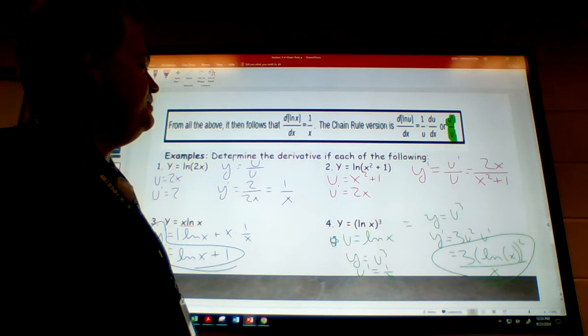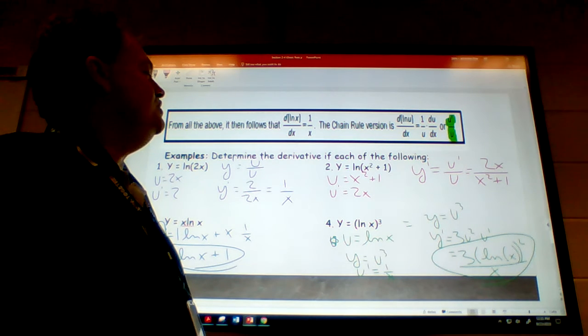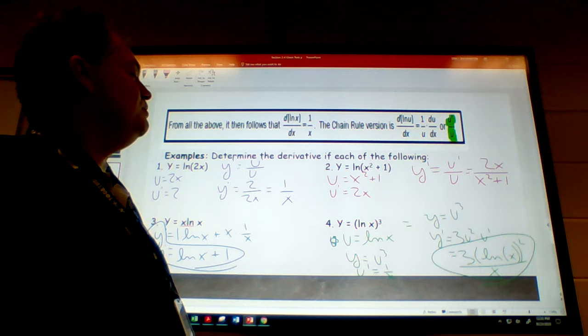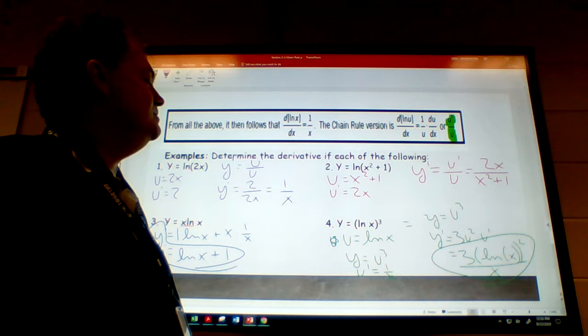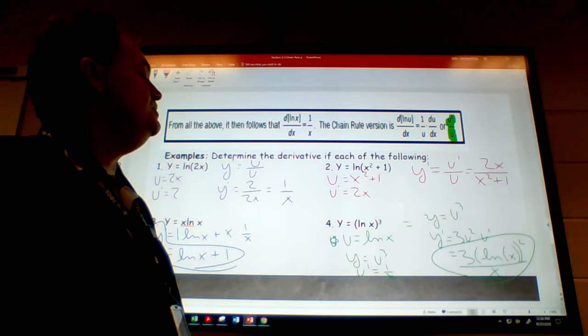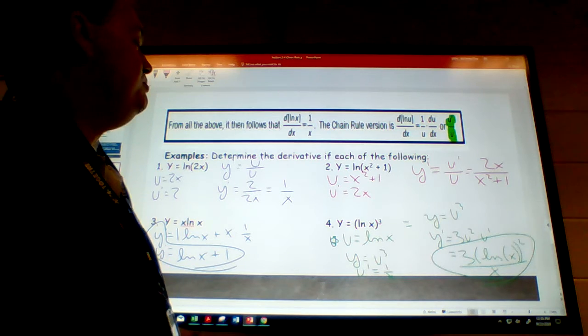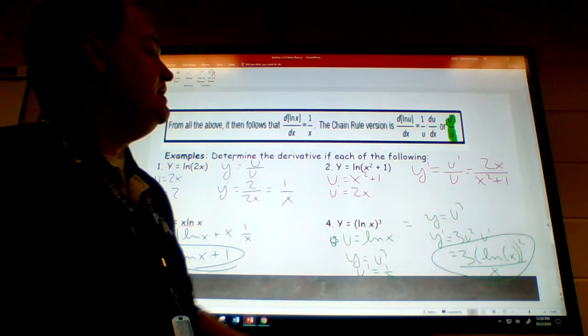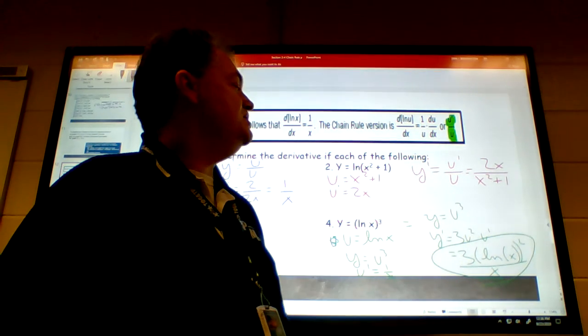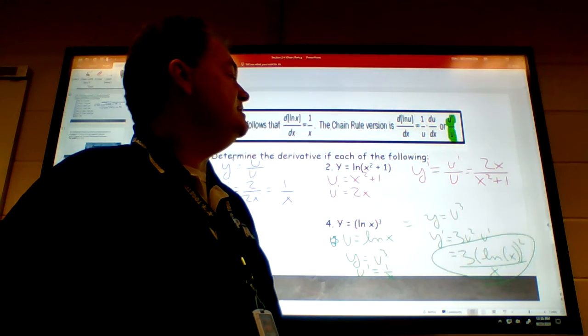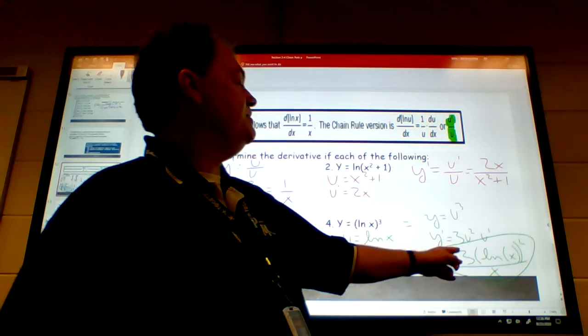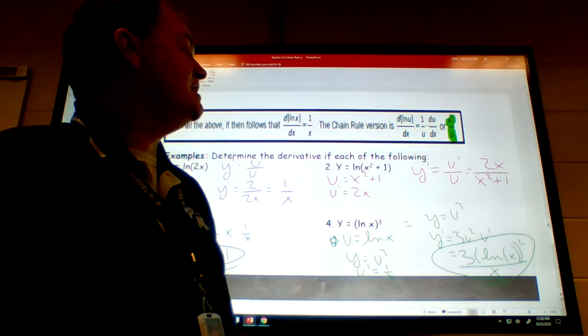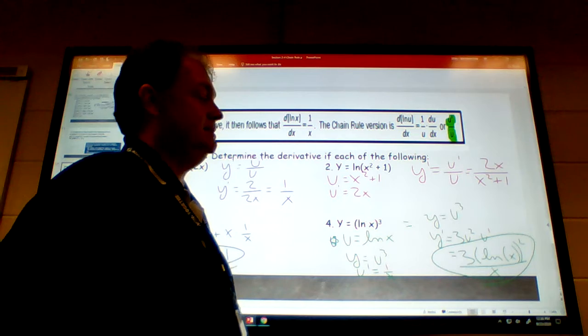And then the same thing for 4. Ln of x to the third, where u is equal to ln of x. y equals u to the third. And u prime up here is 1 over x. So if I differentiate, y prime is 3u to the second times u prime, or simply 3 times ln of x squared all over x.